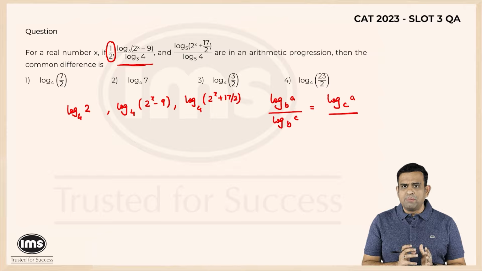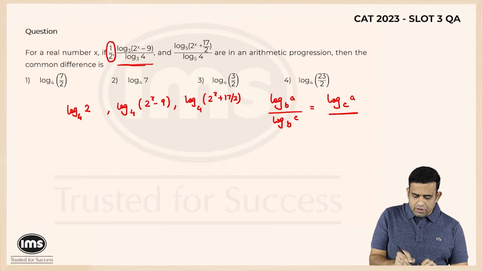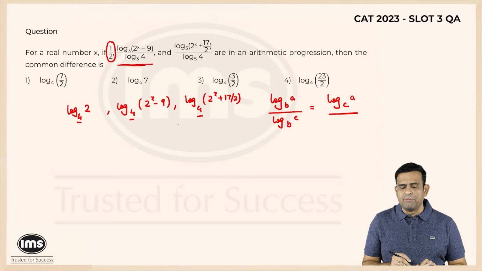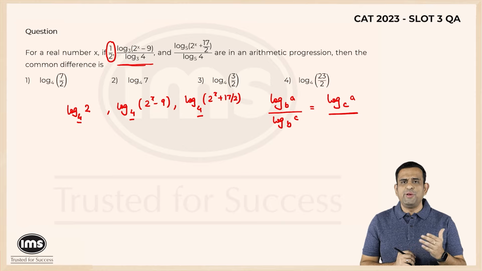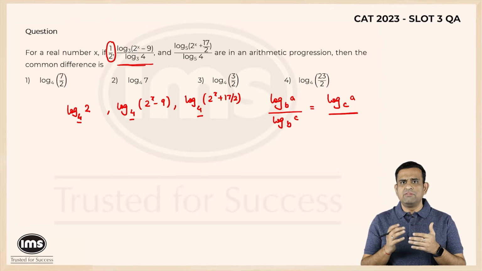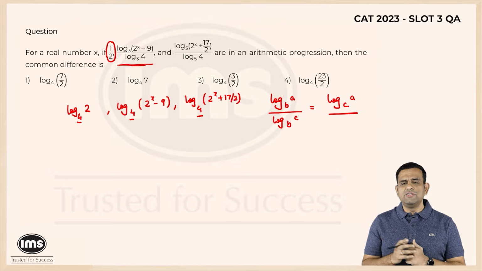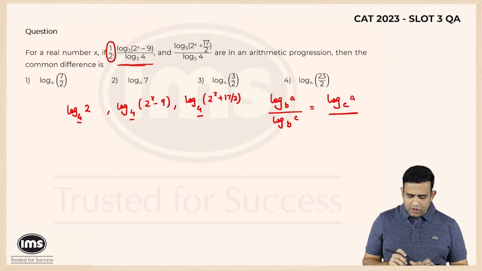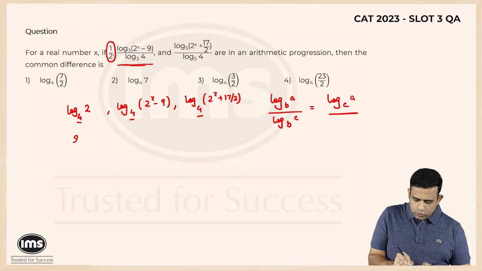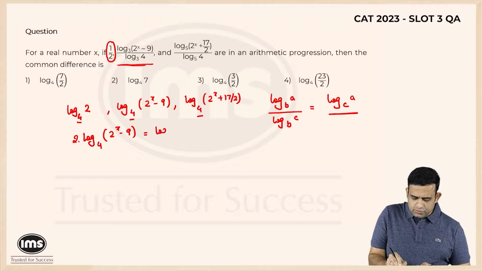If I can write this particular part, now for all the log terms the base becomes the same. And now we can choose to apply the property of arithmetic progression. That if three terms, let's say A, B and C, are in AP, then one can say 2B is equal to A plus C. So now one can say twice the middle term. So 2 times log of 2 raised to x minus 9 base 4 is equal to log 2 base 4 plus log of 2 raised to x plus 17 by 2 to the base 4.